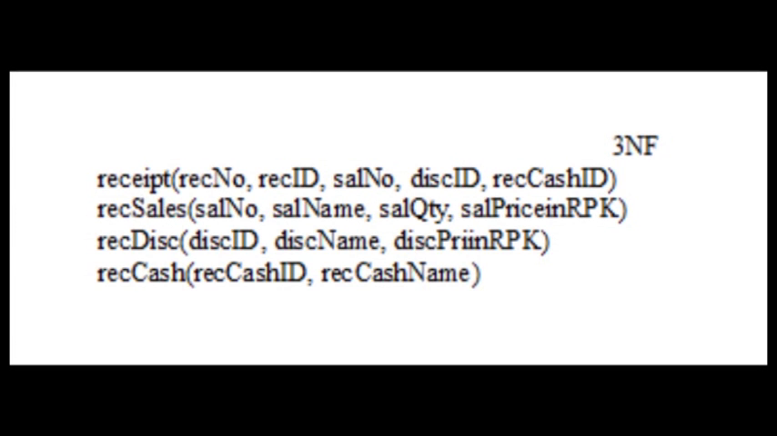Now, let's go on into the third normal form, or 3NF. The third normal form has to meet all the requirements of the second normal form. And also, it has to remove columns or rows, and basically data that are not dependent upon a primary key. So as you can see, this is the 3NF version of my database.